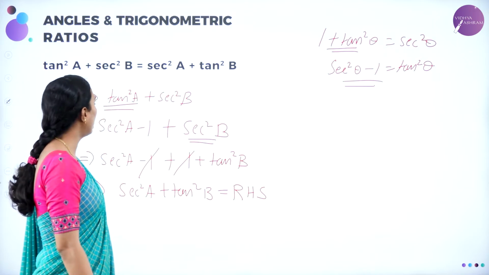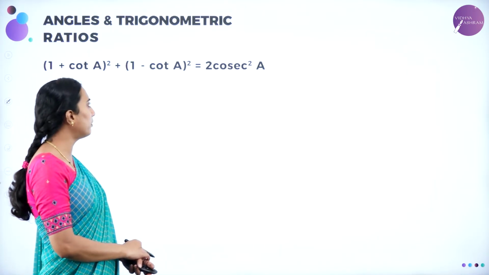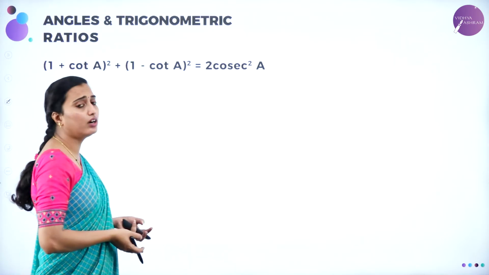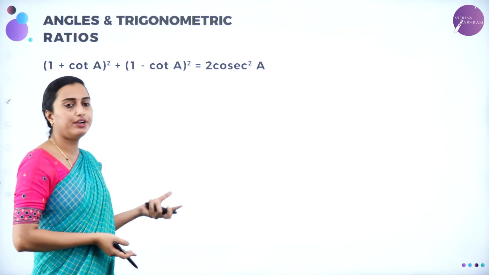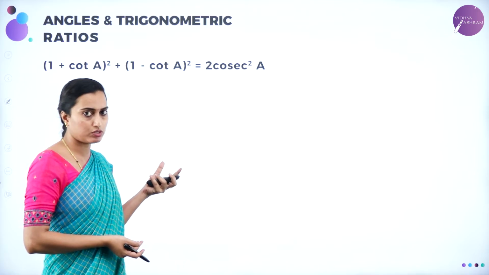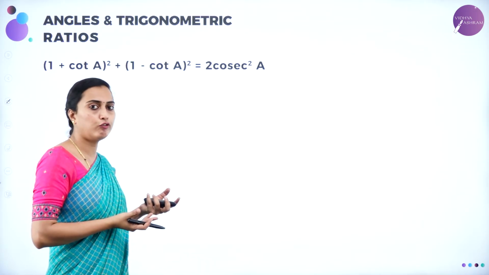We'll move on to the next one. They asked to prove that (1 plus cot A) whole squared plus (1 minus cot A) whole squared is equal to 2 cosecant squared A. Here you can do it either by using the identity or by using (A plus B) whole squared and (A minus B) whole squared. Let me take it as (A plus B) and (A minus B) whole squared, because you are familiar with the formula.